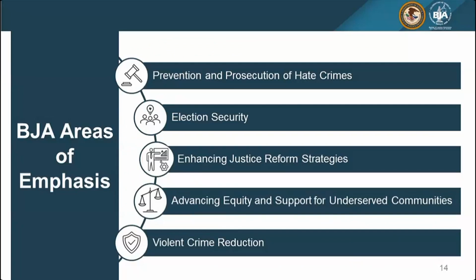Each year, we have areas of emphasis that are posted in the solicitation, and this changes every year. This is based on administration and department priorities. And they do change from year to year. This year, as you can see, we focus on prevention and prosecution of hate crimes, election security, given that this is an election year, enhancing justice reform strategies, equity, and violent crime reduction. And you will see a more detailed outline of specifically what these areas of emphasis entail in the solicitation.